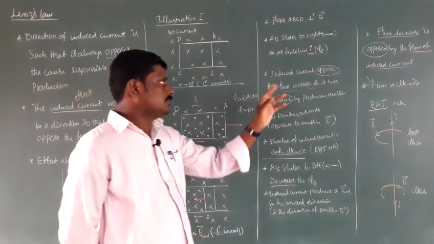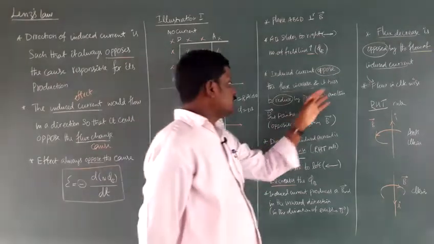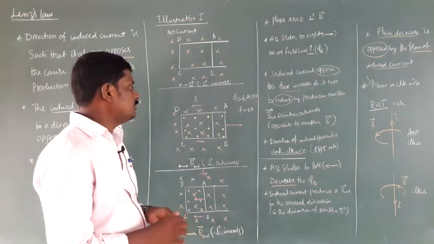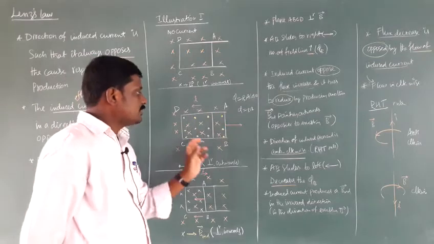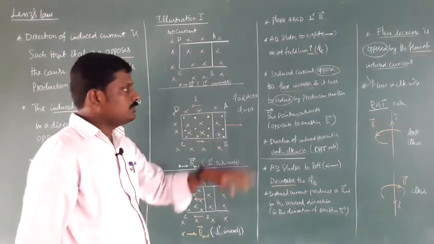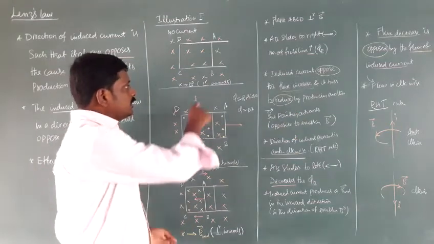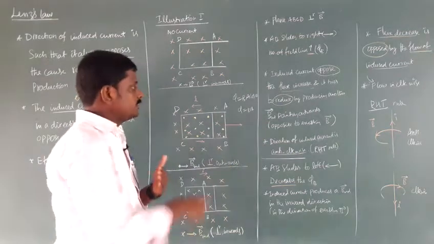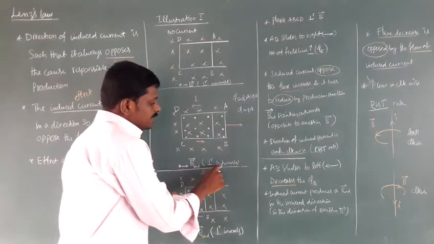That induced current should oppose the flux increase. It tries to reduce the increase by producing another magnetic field. We are sliding towards the right, so there is an increase of magnetic flux. That increase is reduced by producing another induced magnetic field, B induced, which should be in the opposite direction. Here the magnetic field points inwards, so the induced magnetic field due to the induced current is in the opposite direction, perpendicular and outwards.